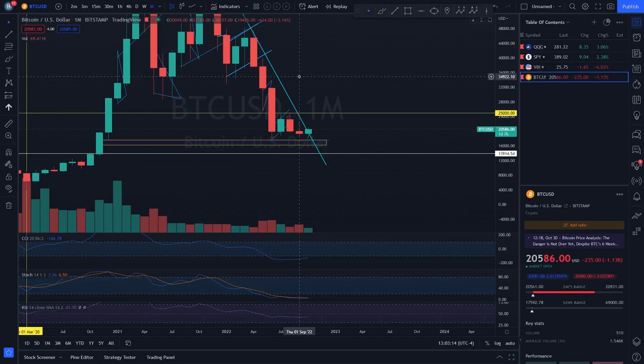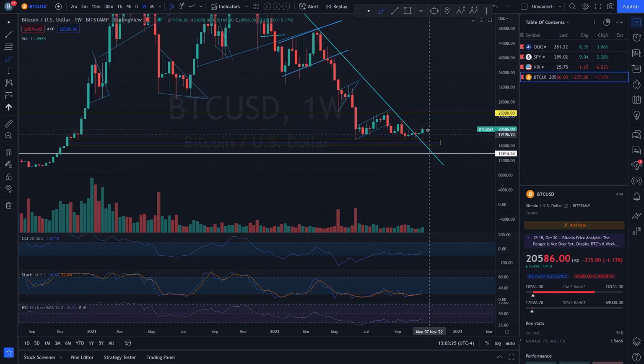Which again, this is just another bullish setup we got going on here. But I will say it's off of declining volume. It doesn't really have a lot of strength behind it, but you do have this target of this downtrend right here.